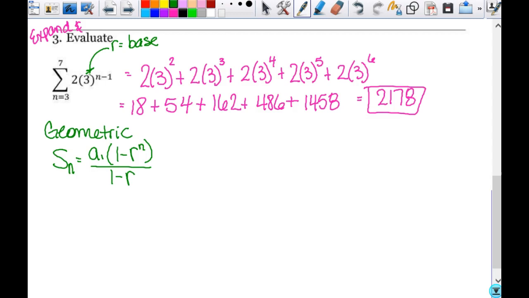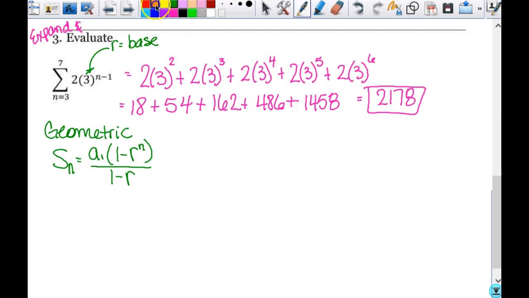What is n? How many terms do I have? It's not 7. We have 5. I mean, you can count them. We went from 3 to 7, right? Because this is 3 minus 1 right here, and this is 7 minus 1. And there's 5 terms. So I didn't start at 1, right? When I started at 1 to 35, there was 35 terms. But if I take 7 and subtract 3, I get 4, but there are 5 terms, right?